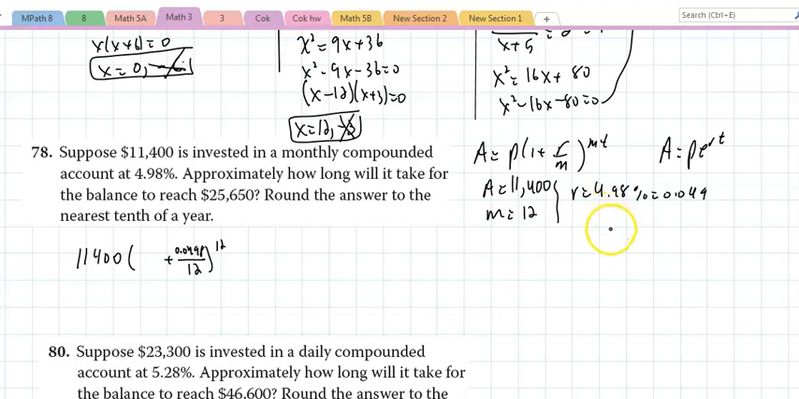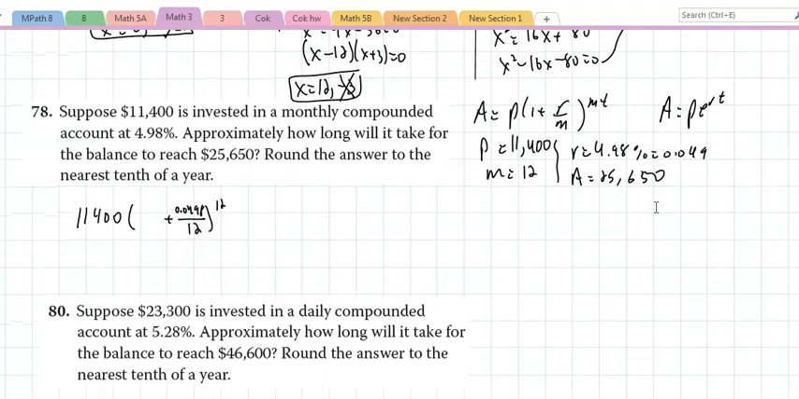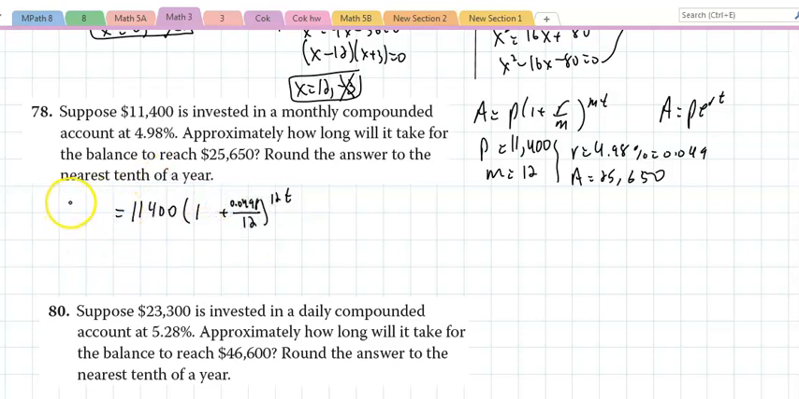And approximate how long would it take for the balance, I'm sorry, did I say A? I meant P. For the balance to reach $25,650. So based on what I see, there's a 1 sitting there, T is right there, and A is simply $25,650. So A is right there, P is right there, to reach, so it takes time. You're looking for time, of course.